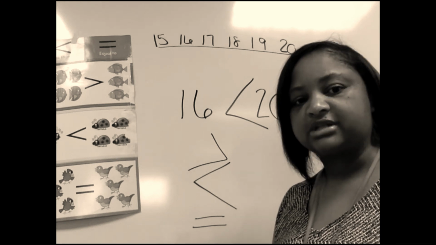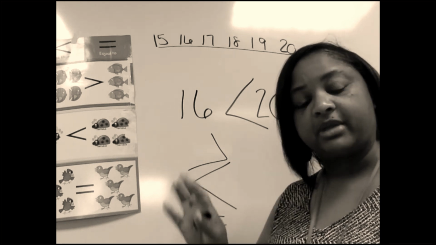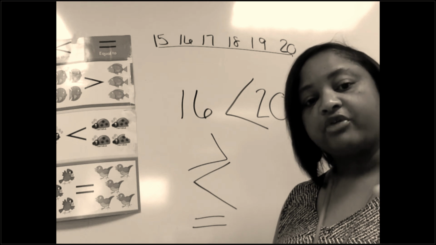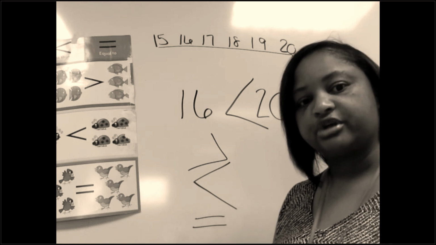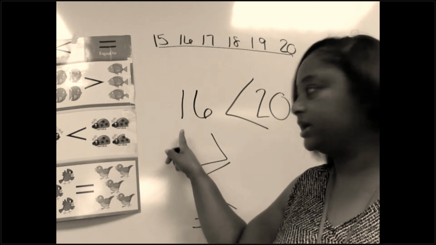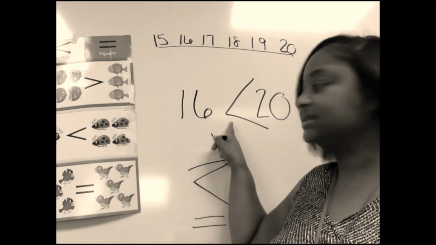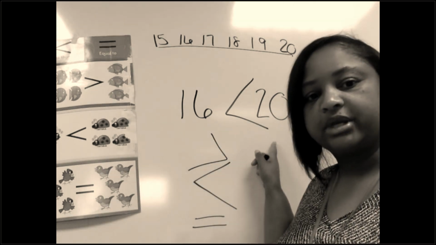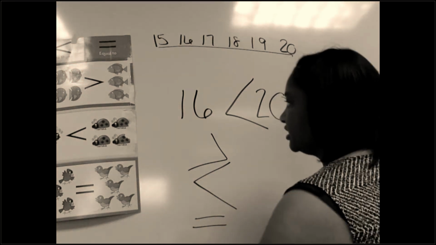Another easy trick is I like to think, some people say the Pac-Man eats the larger number, or the alligator eats the larger number. So in this case, when I read my number, I am reading 16 is less than 20. Let's look at another number.